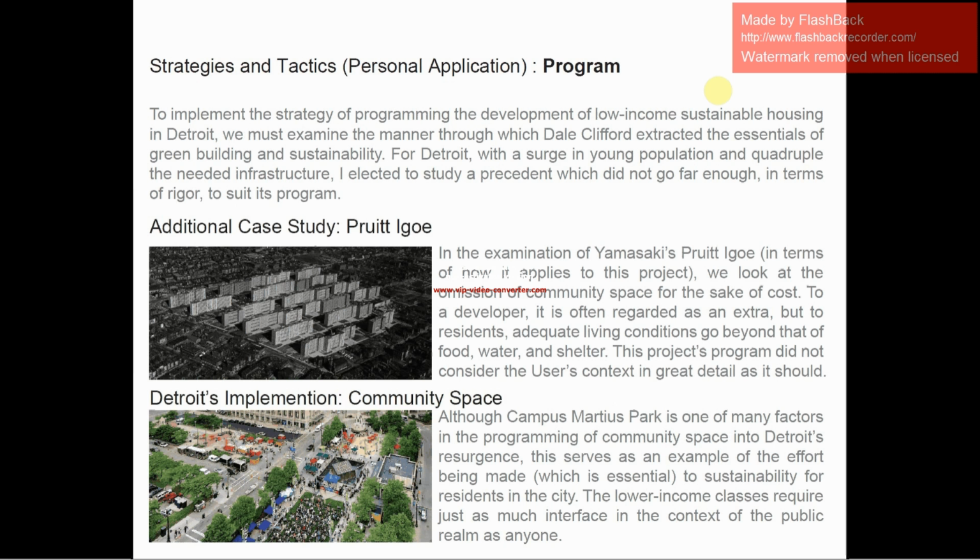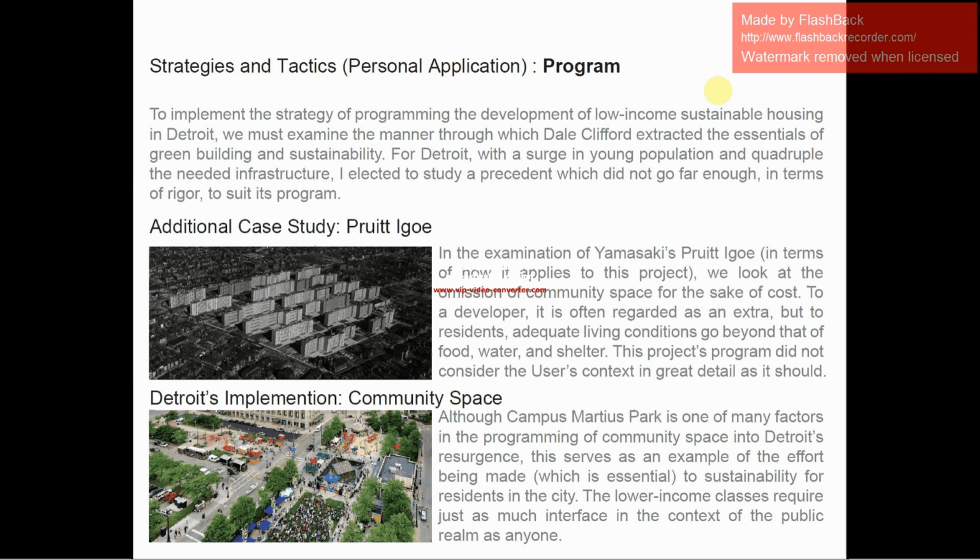And for program in the Detroit project, I also referenced Pruitt-Igoe as an example that basically didn't go far enough in depth in terms of incorporating community space and the landscape and the environment that people who are living in a city need as another component of their quality of life, which was omitted. And then, as many people know, Pruitt-Igoe was a failure because of this and fell into disrepair and was pretty much a disaster.